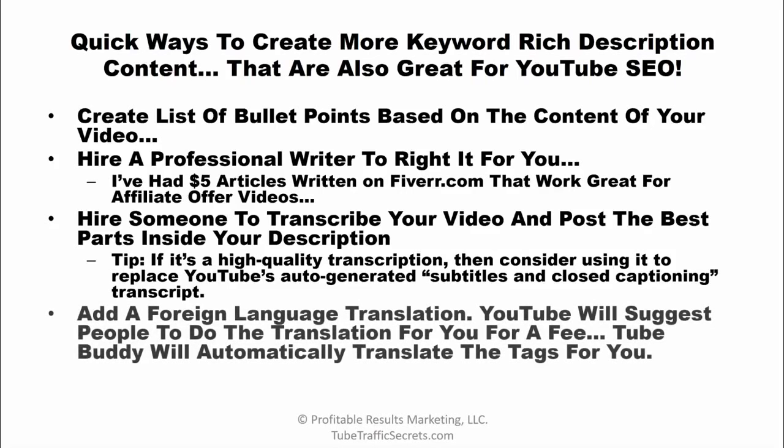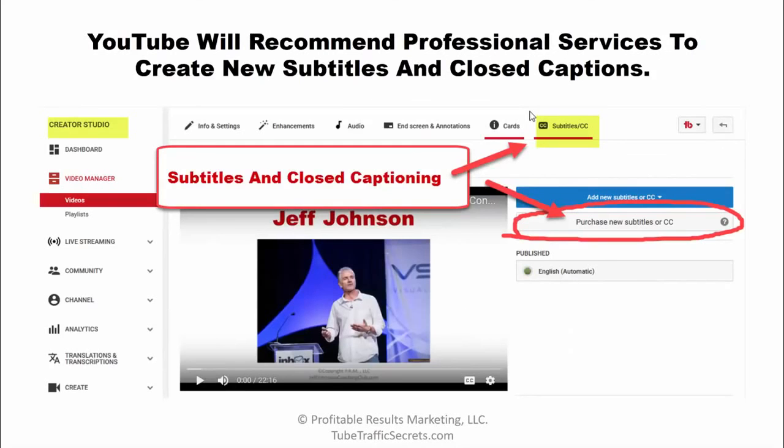You could also add a foreign language translation, or at least part of it, to your description. In fact, YouTube will suggest people to do the translation for you, and they'll do it for a fee. However, TubeBuddy will automatically translate the tags for you. They'll do it as part of the service. Now, they won't translate the entire video for you, but they will create additional tags that you can use for your video in different languages. And I'll show you an example of how both of these things work.